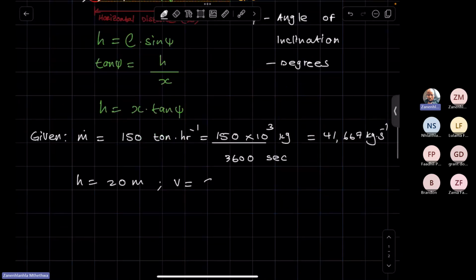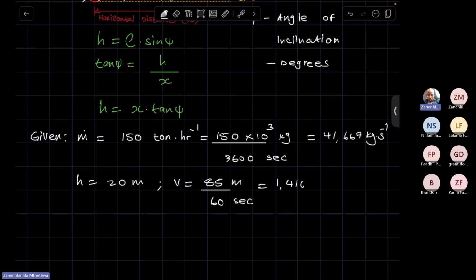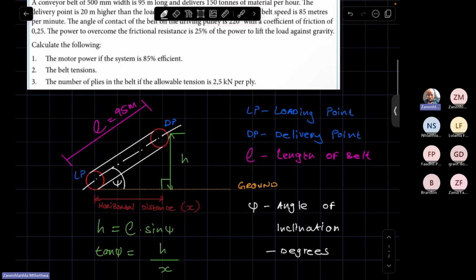So essentially you have 85. This is in meters. They said per minute. Right now, from minutes to seconds, you multiply by 60. So this will now be in seconds. So essentially, we are saying 85 divided by 60, which is 1.417 meters per second, right?